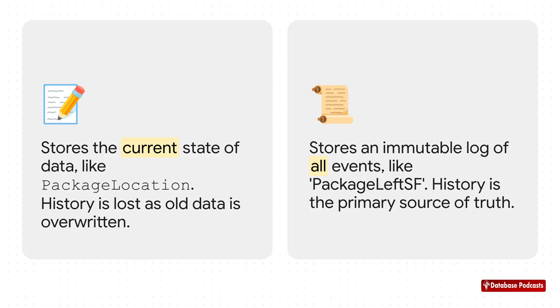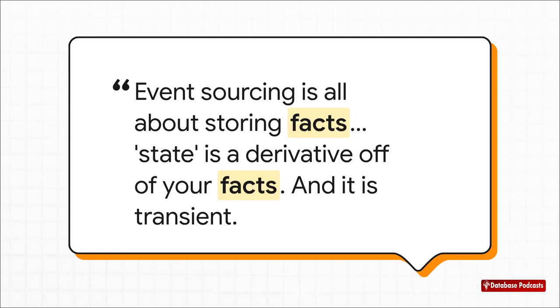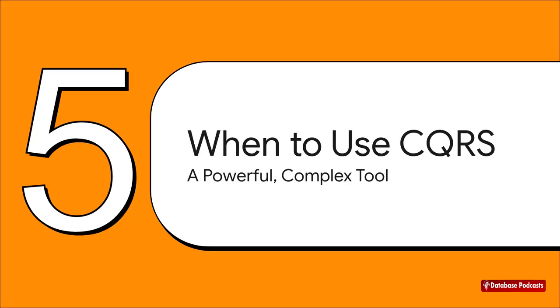Event sourcing, on the other hand, doesn't store the current state at all. Instead, it stores a complete, unchangeable log of everything that ever happened. We don't just know the package is in Denver. We know it left San Francisco and then it arrived in Denver. The history itself becomes the source of truth. This quote just perfectly captures the philosophy. The log of events, the facts, that's the permanent, rock-solid record. The current state of anything, whether it's a package's location or your bank account balance, is just a temporary calculation based on that log of facts. We can rebuild that state at any time for any point in history just by replaying the events. It's incredibly powerful.